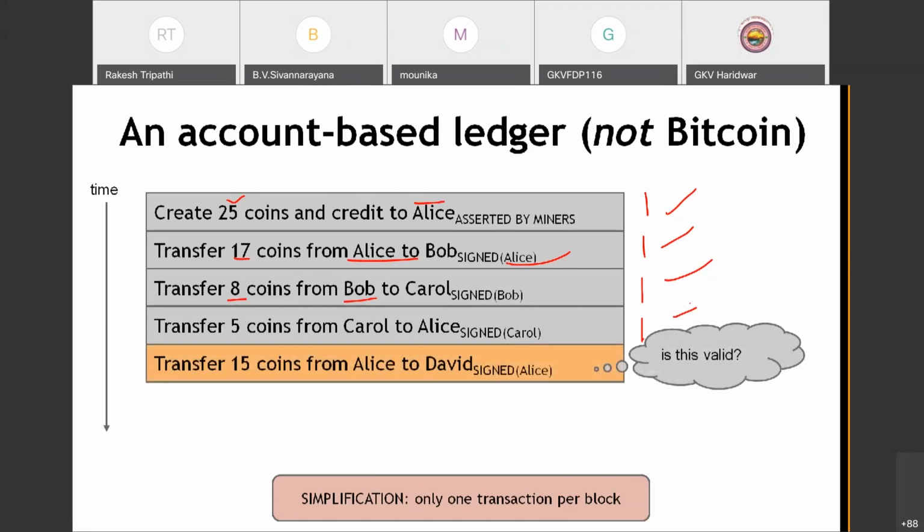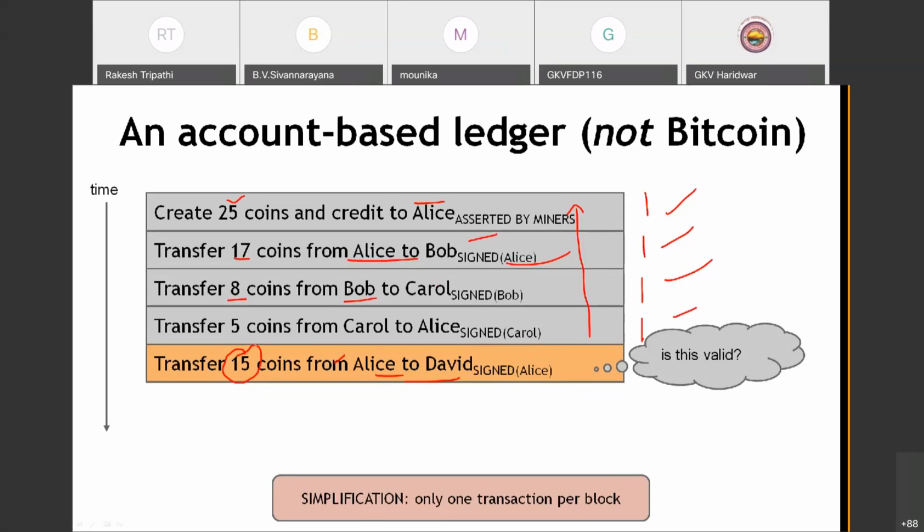Now, the problem with this kind of setting, an account-based ledger, is this: now Alice wants to send 15 Bitcoin, 15 rupee, to David. How do I ensure that Alice has 15 Bitcoin? I have to move backward and check where Alice is a beneficiary. Alice has received something, and then we have to subtract whatever Alice already spent. If it is more than 15, then the transaction is valid. So in a ledger-based system, this is the overhead.